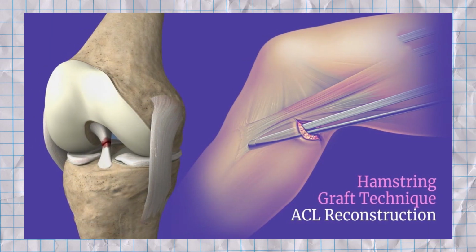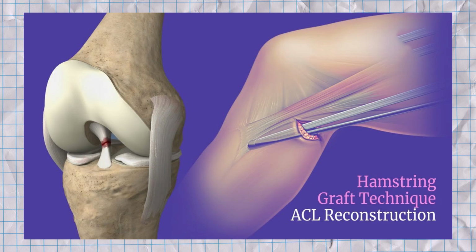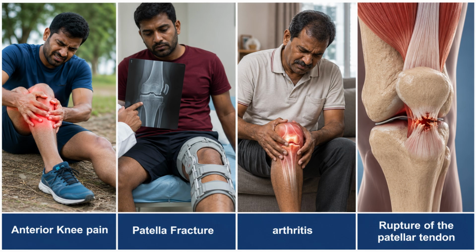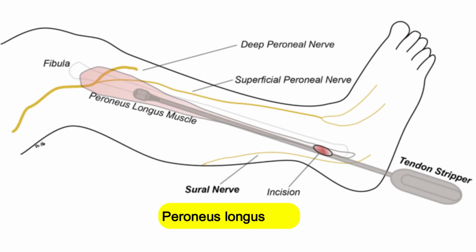So in summary, the most commonly used graft is autograft, that is the tissue taken from the same individual's body, and out of that the three commonly used ones are the hamstring tendon graft that gives a good functional outcome and then stability. Second is the bone-patellar tendon graft. There is a small risk of anterior knee pain, patellar fracture, rupture of the patellar tendon and arthritis in the long term. Third is the peroneus longus graft.